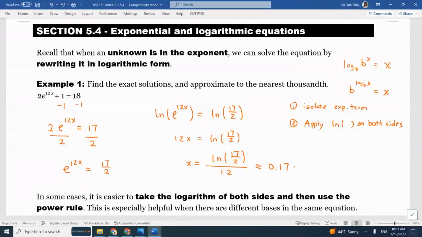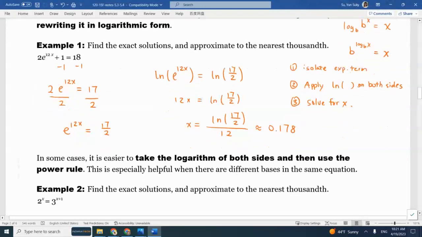Okay, 0.178. Okay. So to solve for x, 3 steps. Isolate the exponential term. Apply ln on both sides. And then solve for x. Okay.